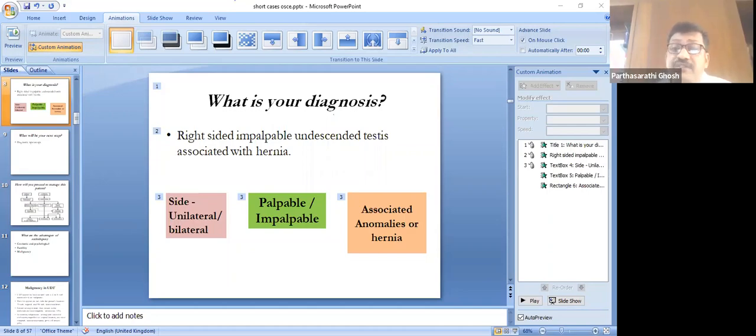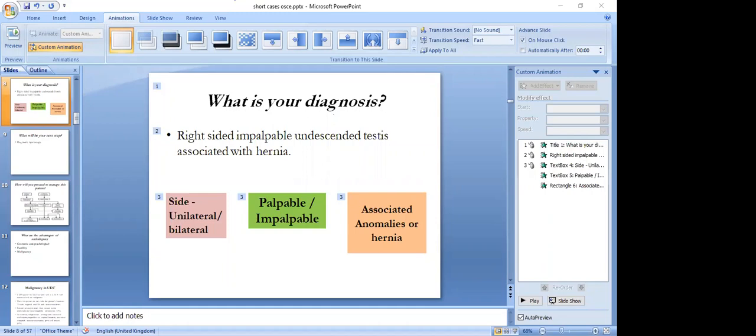So for the diagnosis, you have to mention three things. Number one, whether it is unilateral or bilateral. Number two, whether it is palpable or impalpable. This is the most important classification that you should practice nowadays. And number three, whether it is associated with any other anomalies, such as hernia or any other congenital anomaly. So these three things must be mentioned in your diagnosis.